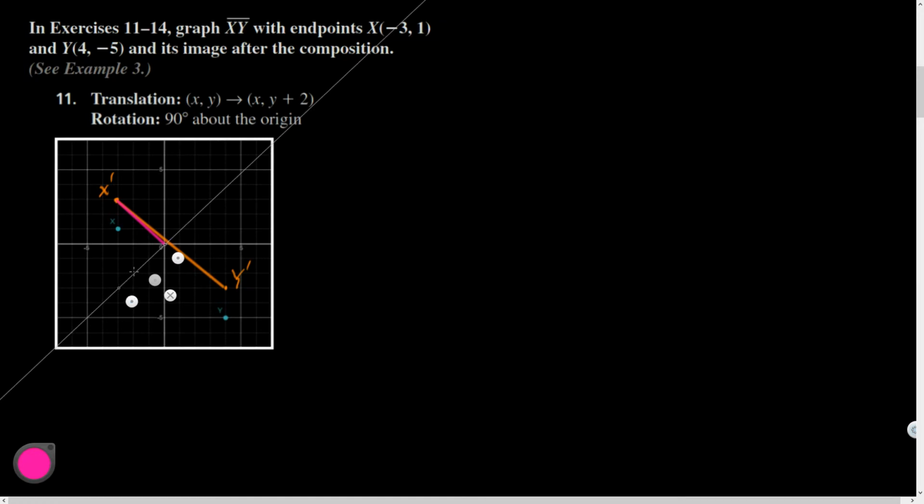That'd be right there. Yeah, so it's going to be 90 degrees right there. That should be where my X double prime is. You guys agree? Yeah.